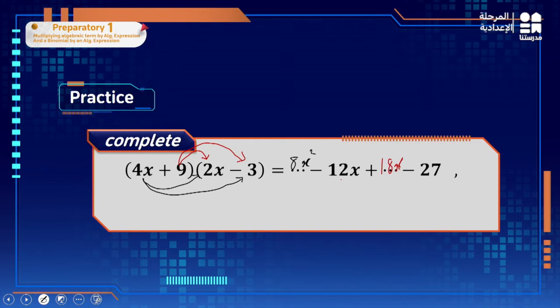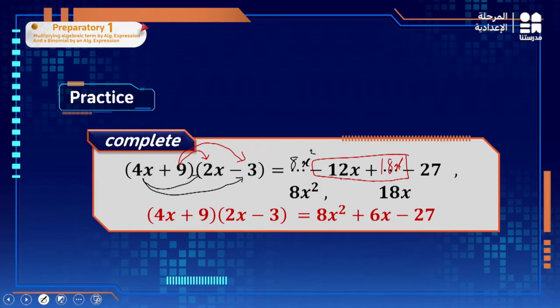So we are going to simplify the algebraic expression. Here the missing terms are 8x squared and 18x. When we simplify, we will take the like terms. They are negative 12x and 18x. So 18x minus 12x is 6x. So the final answer is 8x squared plus 6x minus 27.